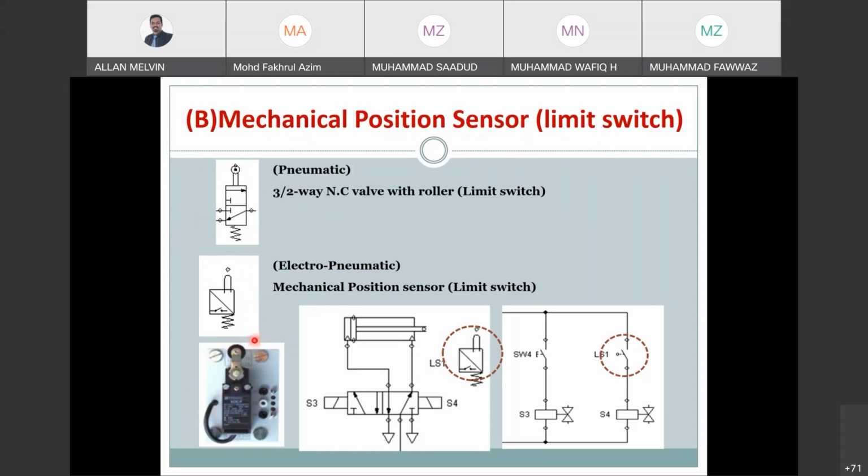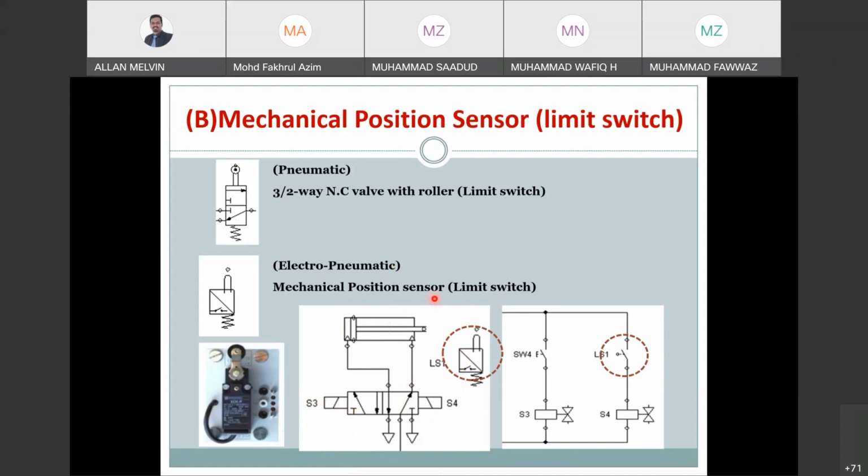Okay, it will look like this. So you do have the extension, and it will be activated. Once it's activated, you will have an electrical connection coming out to your ladder diagram. So in your design, in electro-pneumatic, you will have two designs.